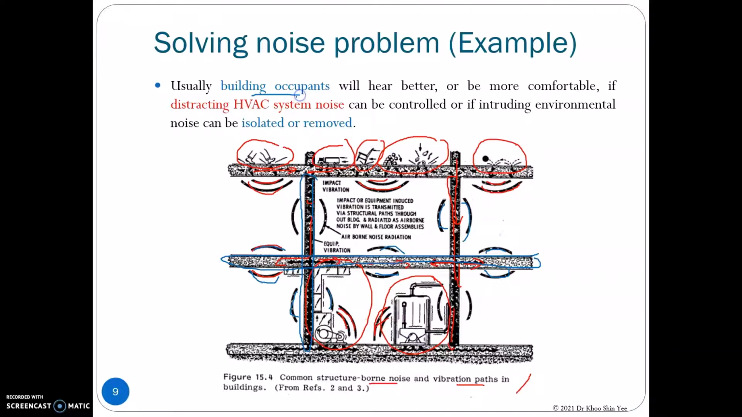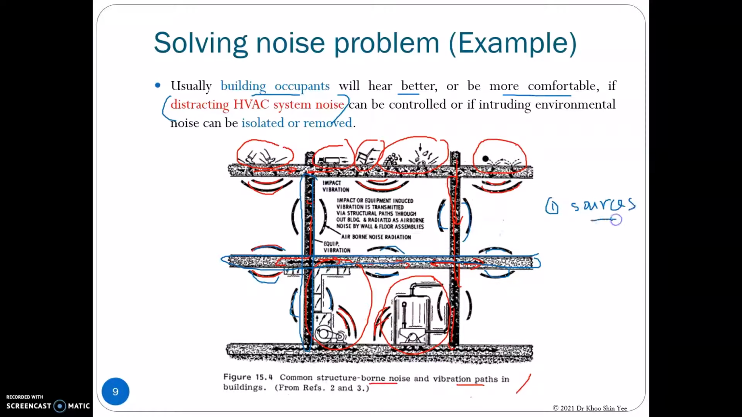For the building occupants to hear better and to be more comfortable, we need to control the distracting HVAC system noise as well as other noises. The noise inside the building can be controlled by considering three elements. The first element is about the sources.